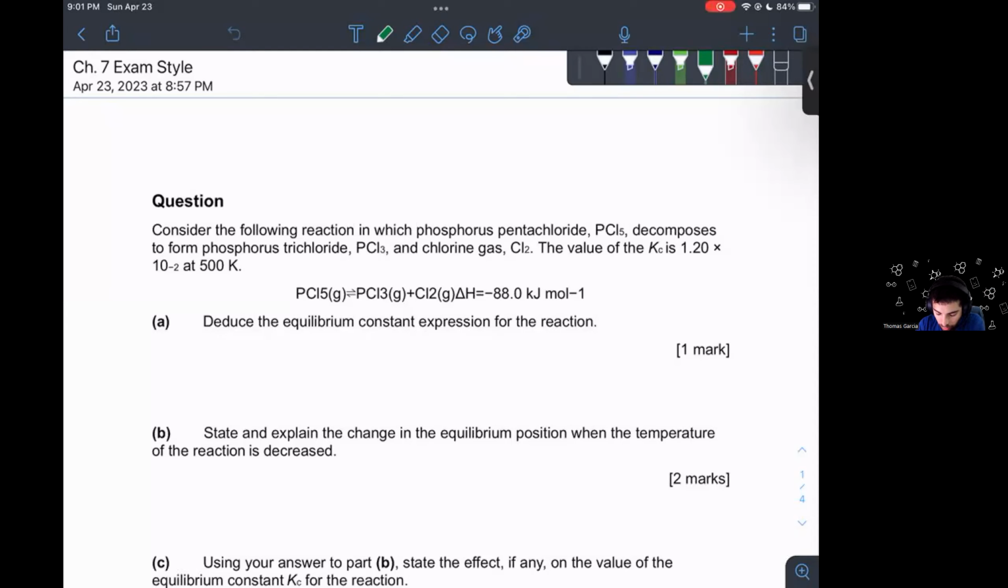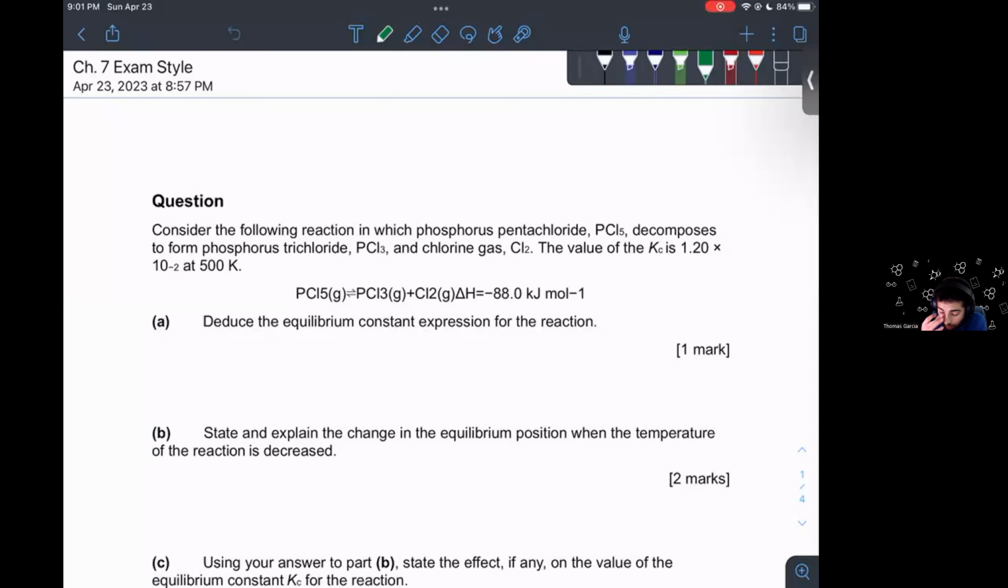Consider the following reaction in which phosphorus pentachloride, PCl5, decomposes to form phosphorus trichloride, PCl3, and chlorine gas, Cl2. The value of Kc is 1.2 times 10 to the negative second at 500 Kelvin. I apologize, as I put this on my iPad, formatting gets a little mixed up.